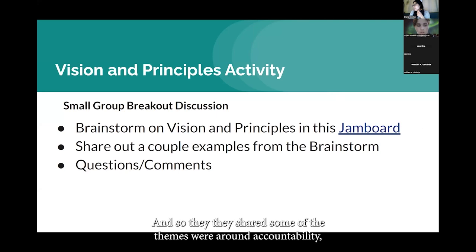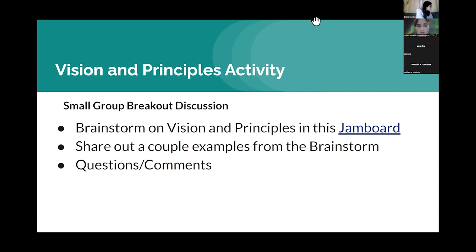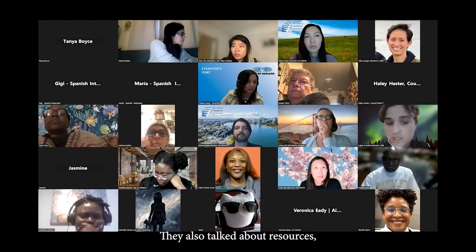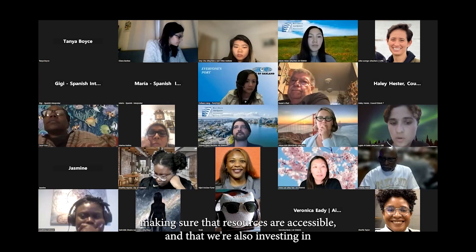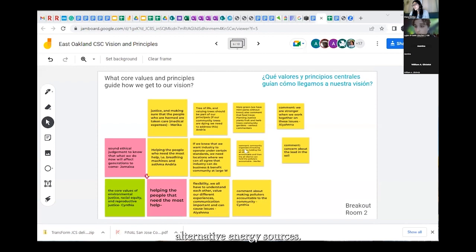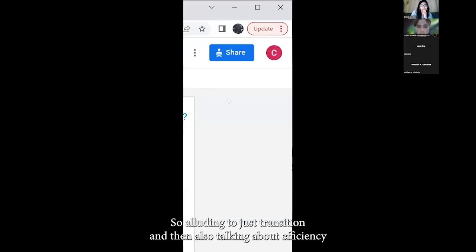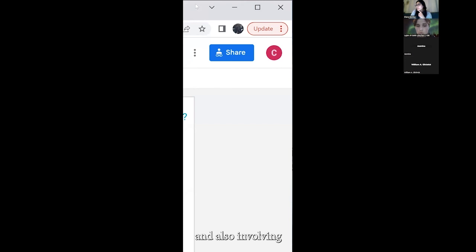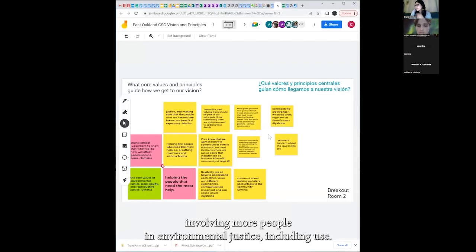They shared some of the themes around accountability, holding polluters accountable, information sharing, and making sure that it's accessible. They also talked about resources, making sure that resources are accessible and that we're investing in alternative energy sources, also alluding to just transition, and then also talking about efficiency and involving more people in environmental justice, including youth.